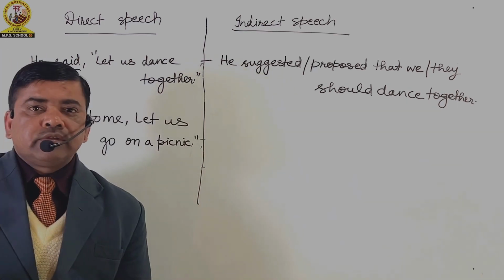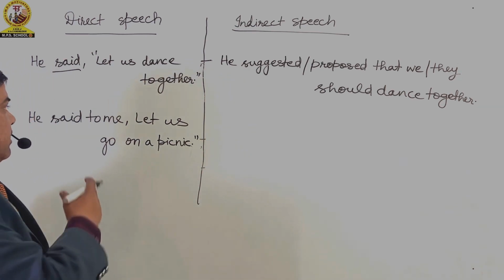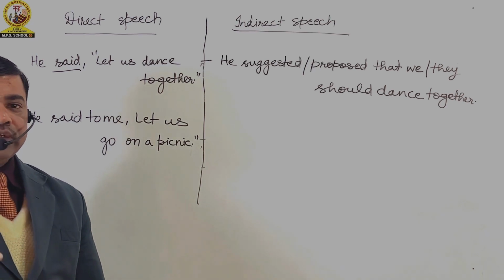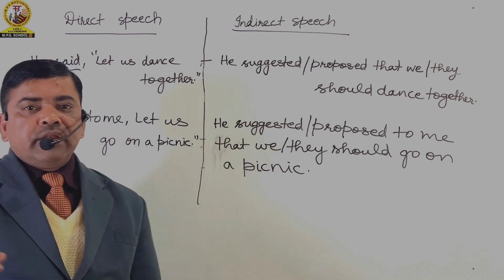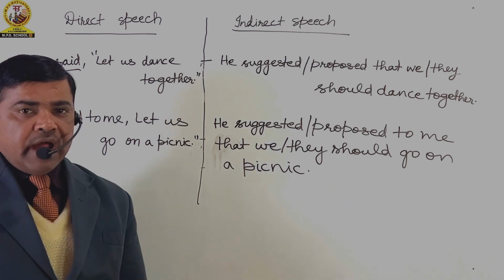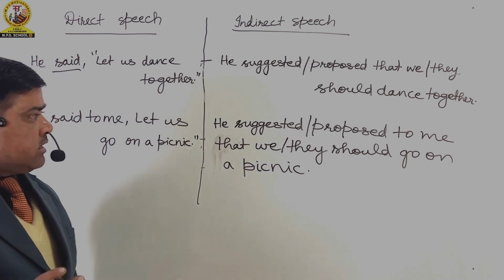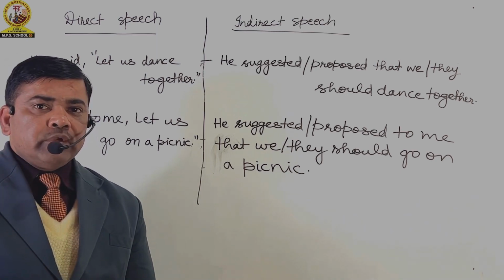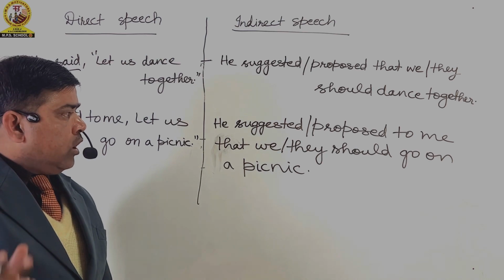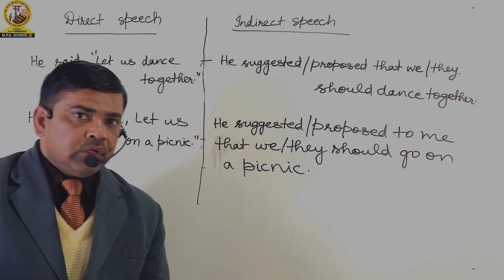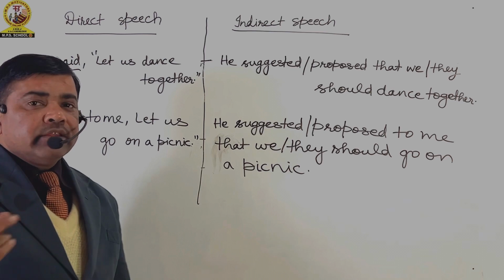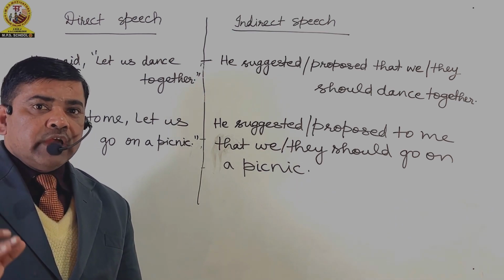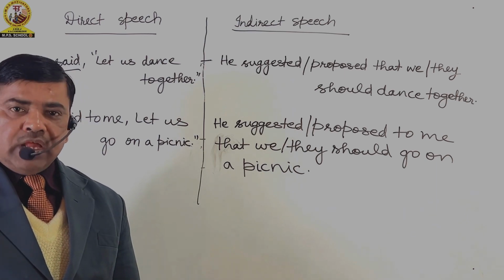Friends, I have taken the second example in direct speech. Let us see how to change it into indirect speech. The indirect speech of the given sentence will be: he suggested or proposed to me that we or they should go on a picnic. That is, he advised or proposed to me that we or they should go on a picnic.